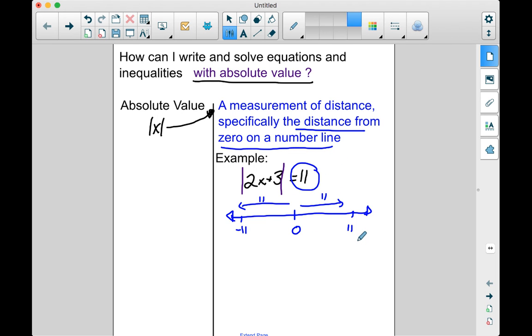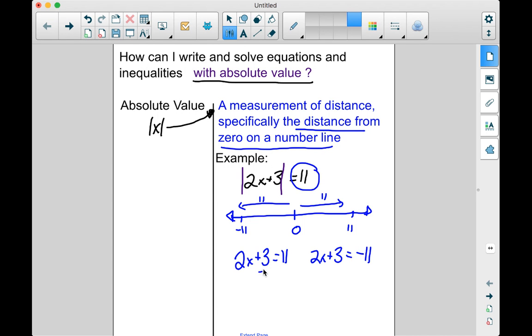So I need to solve whether that distance puts me at positive 11 on a number line, or if that distance puts me at a negative 11 on the number line. So let's see. I'm going to write it both ways. I'm going to write it as 2x plus 3 equals 11. And then I'm also going to write it as 2x plus 3 equals negative 11. And then I'm going to go ahead and solve it.